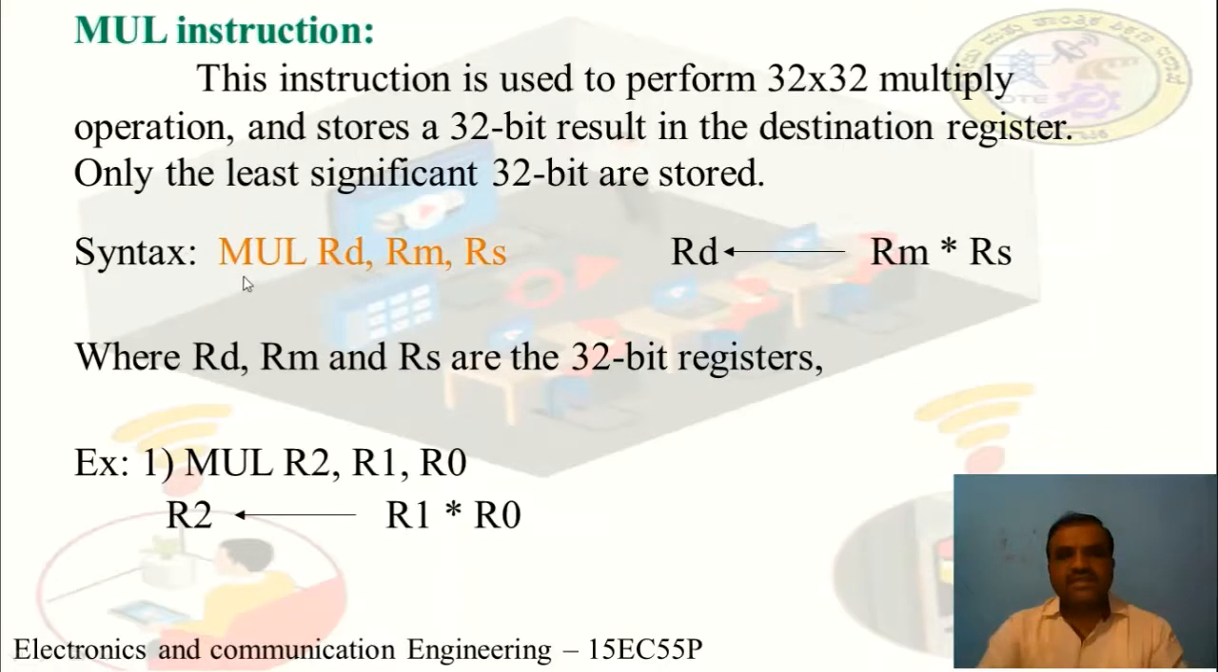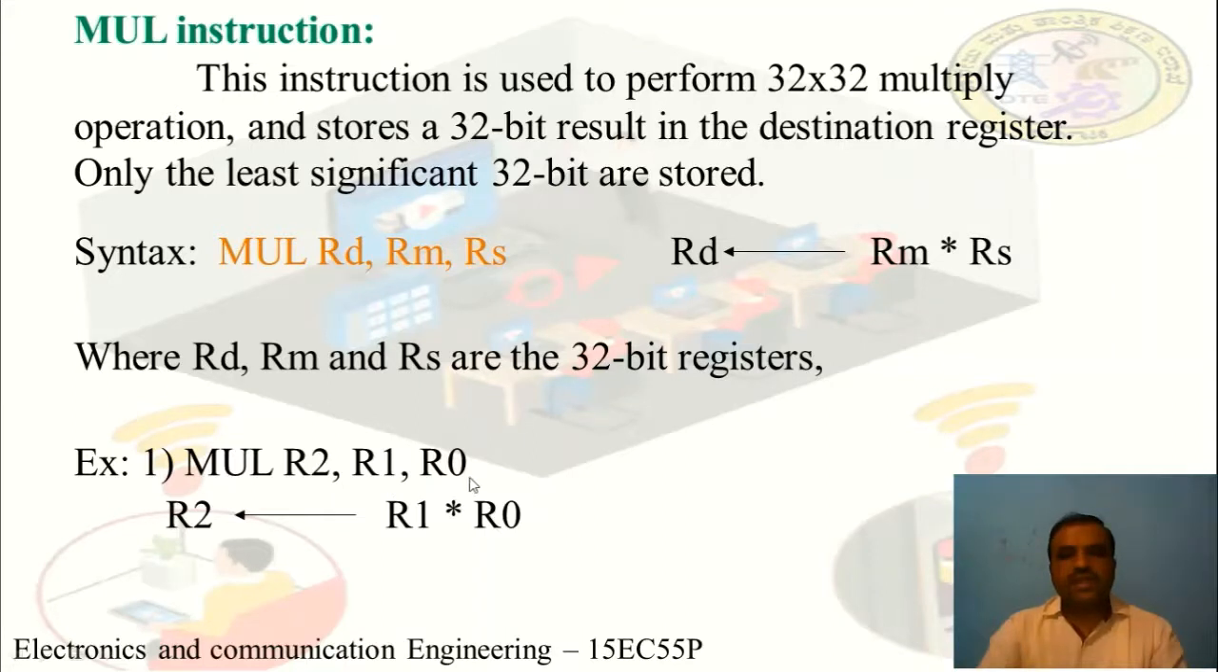General syntax is, you have to use the mnemonic mul, then destination register, then operand 1, then operand 2. Here destination register, operand 1 and operand 2 must be general purpose registers. When the processor executes this instruction, it will multiply operand 1 with operand 2 and store the result in the destination register. Example, mul R2, R1, R0.